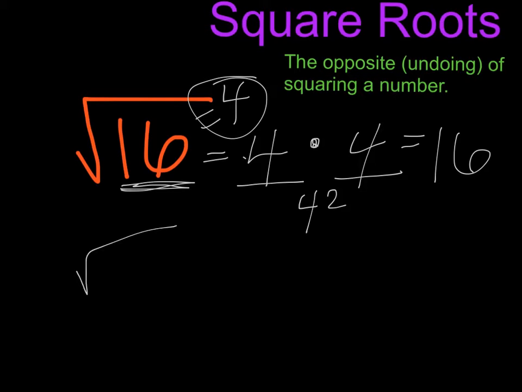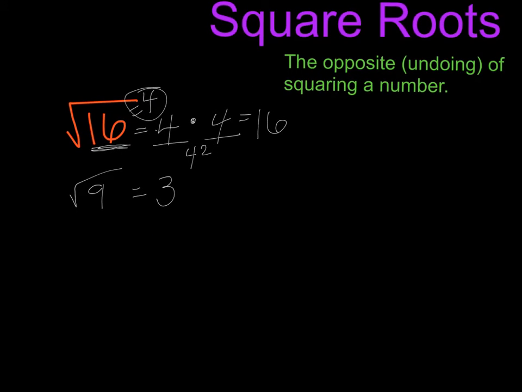Another example for you, square root of 9. What number times itself, or what number squared? That would be 3. 3 squared is 9. So the square root of 9 is 3. You can also have times where it is not a whole number. It's not a perfect square.